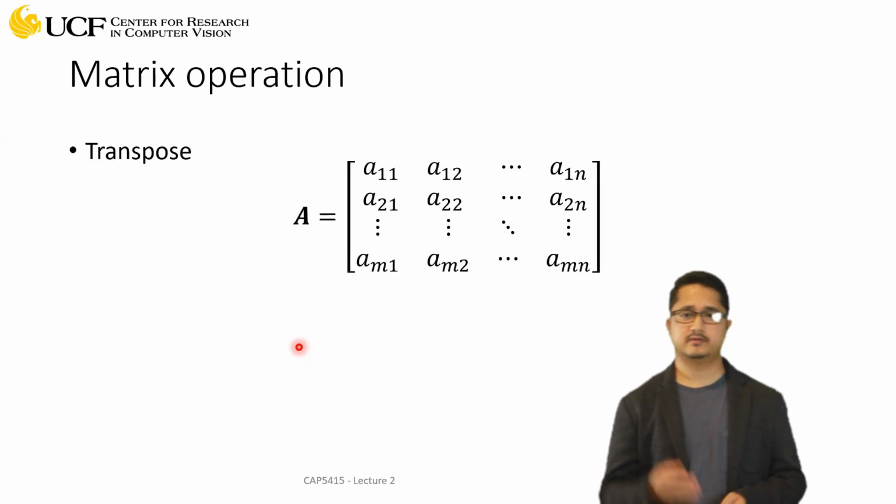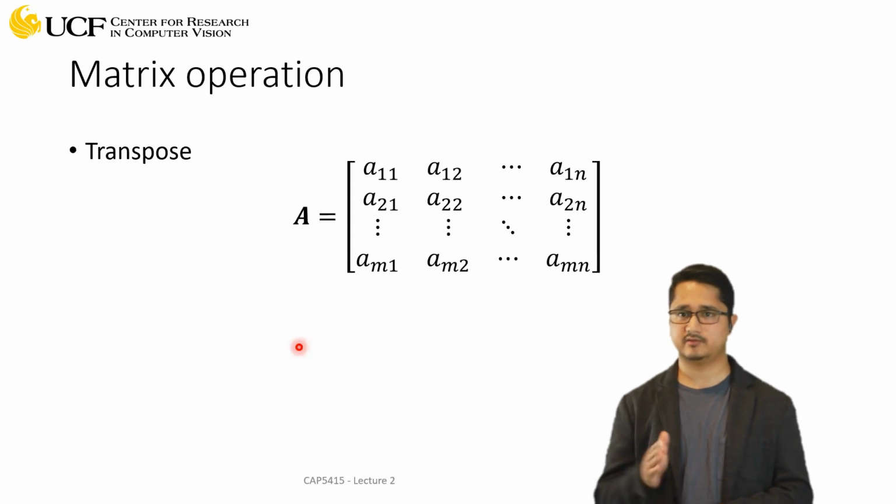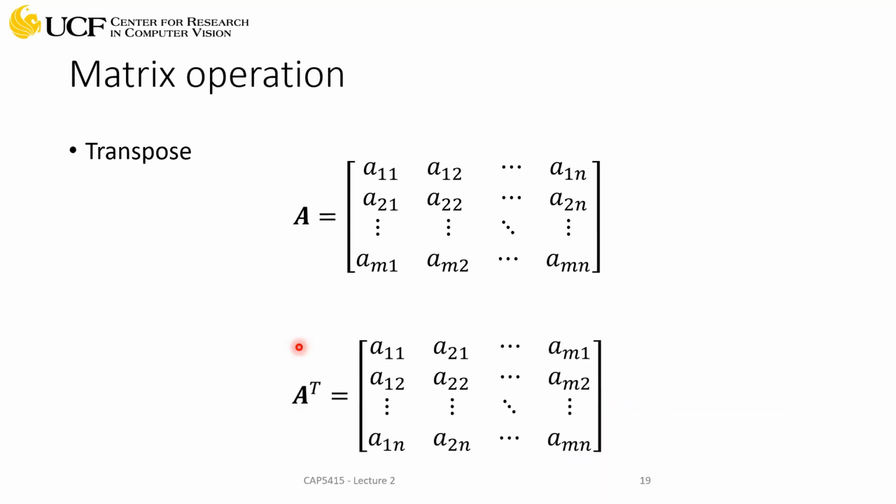Transpose we have talked about earlier when we were talking about vectors. Your row vector will become a column and a column will become a row. It's almost similar here as well. So your matrix is going to be switched.